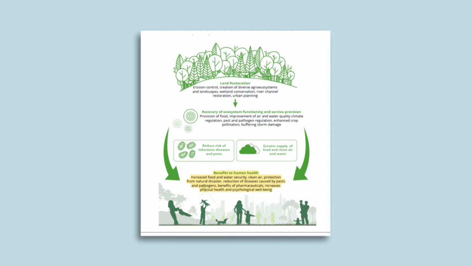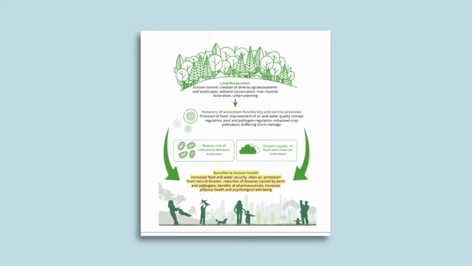When you restore or manage the watershed very effectively, then it gives erosion control, soil erosion control, creation of a diverse agro-ecosystem, and beautiful landscape, which has not only recreational value, but you will see the functions of those landscapes will be ecologically functioning in a proper way. Then you will find wetland conservation, river channel restoration, urban planning. When we have such things, you will find the recovery of ecosystem functioning and services provision.